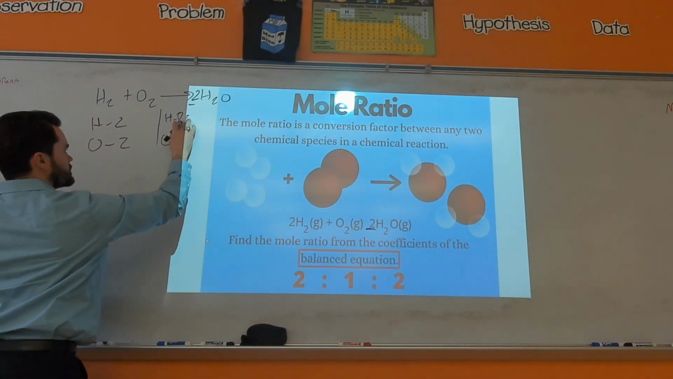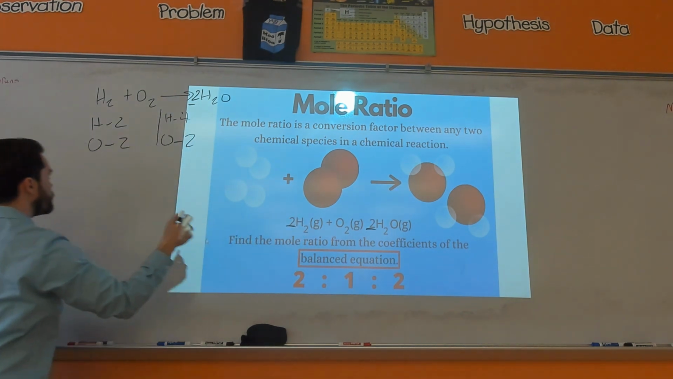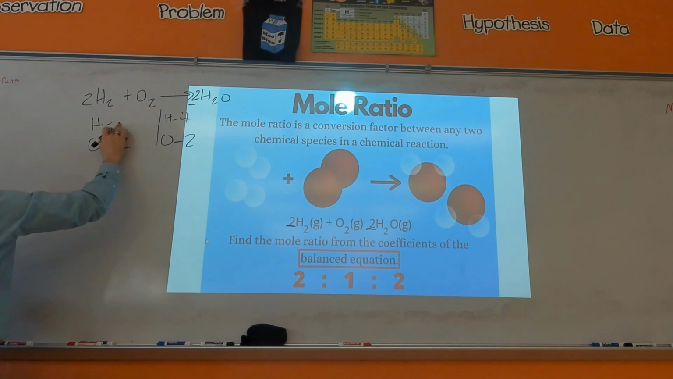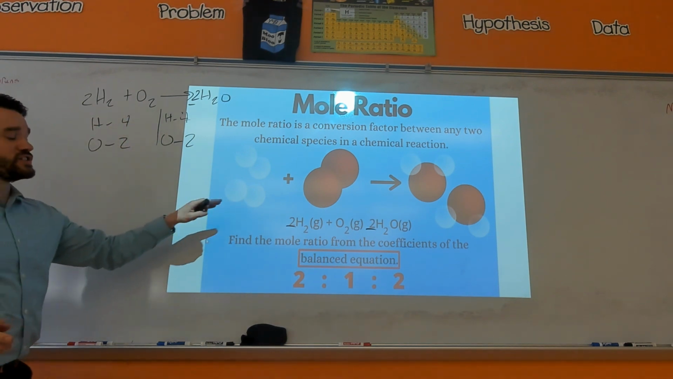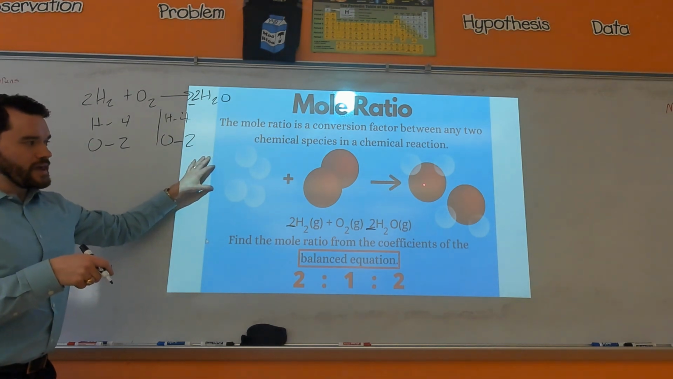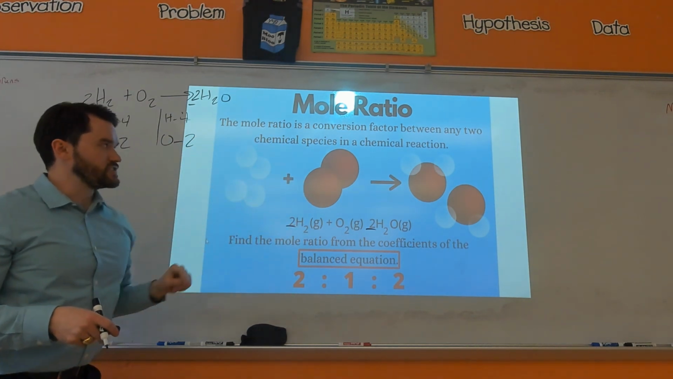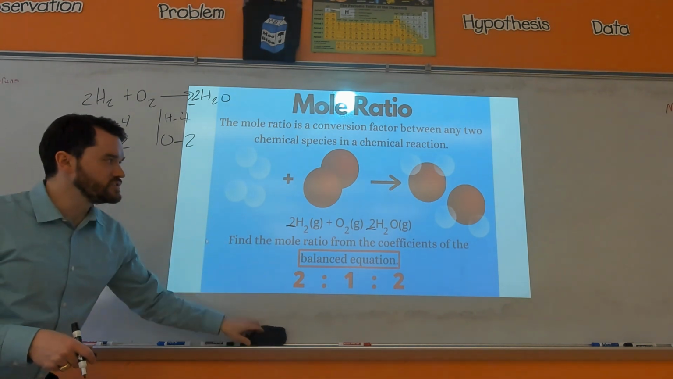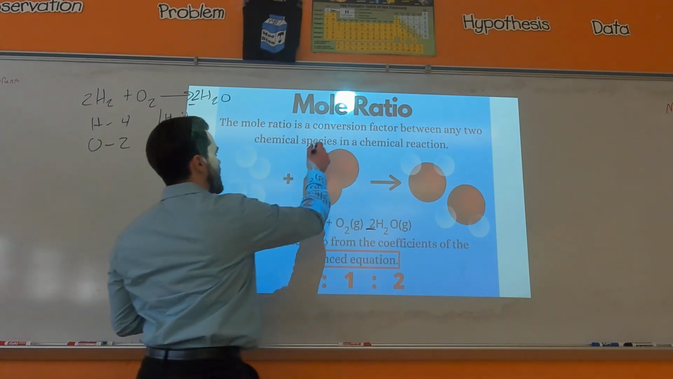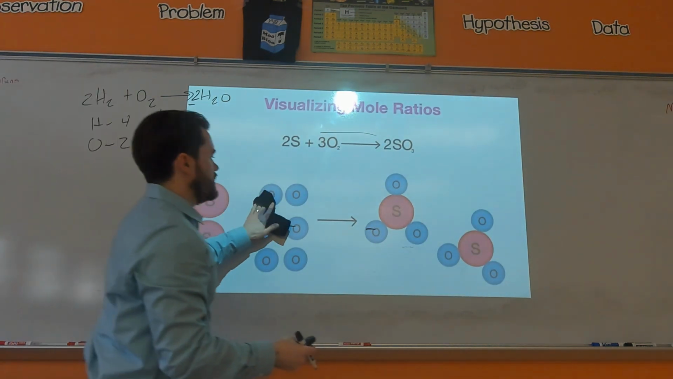So that would give me 2 oxygens, 4 hydrogens, and then the 2 for H2, that's because you need to get 4 hydrogens over here. So the equation is balanced, so 2, 1, 2. What that's saying is if you want to make 2 water molecules, you need 2 H2s and 1 O2. So we're going to use this balanced equation. This is going to give us our conversion factor, so we're going to solve some problems using this.